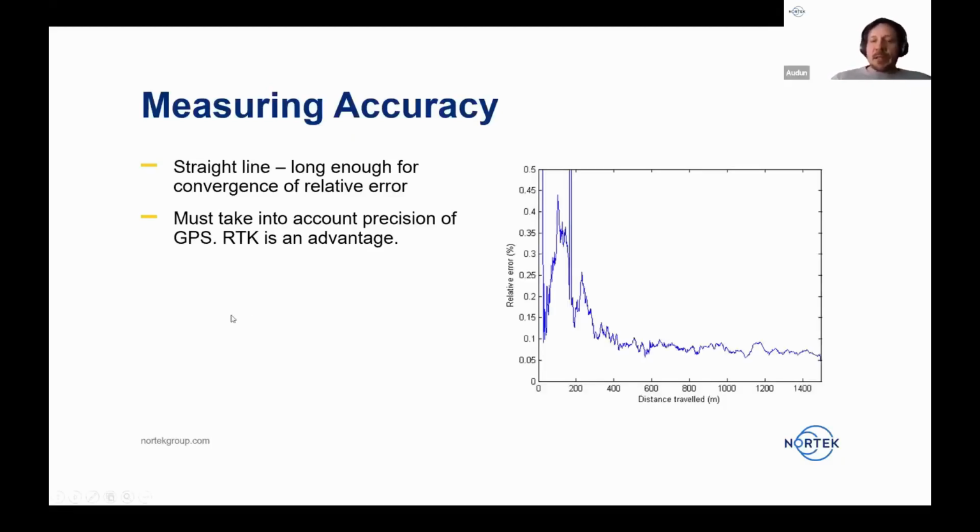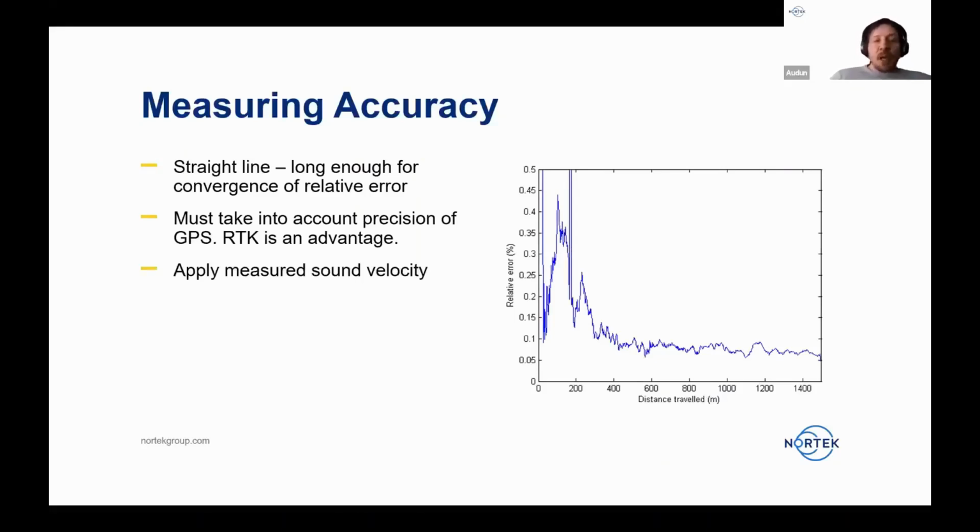Now, if I look at the position error relative to the distance traveled, as a function of distance traveled, I should see that it converges, because that's what I'm looking for, that long-term accuracy. So this convergence is critical.